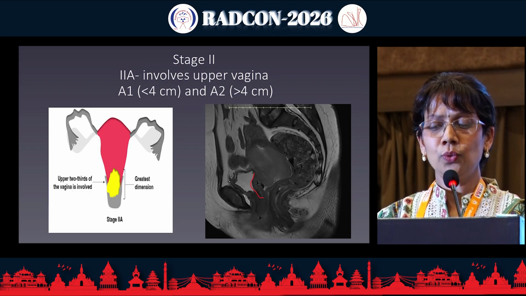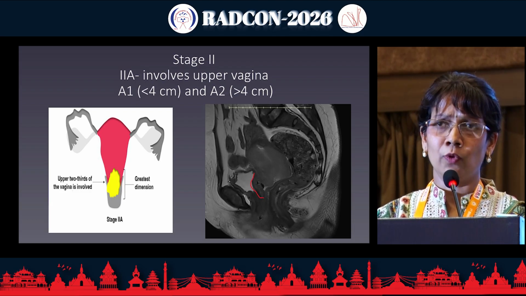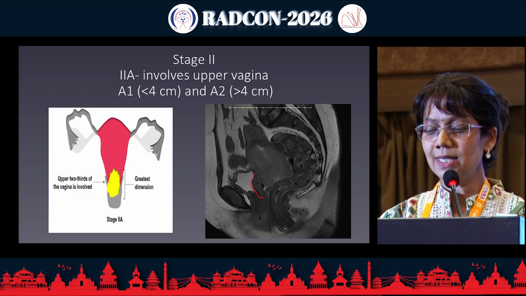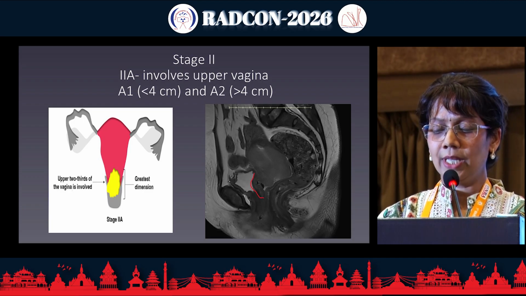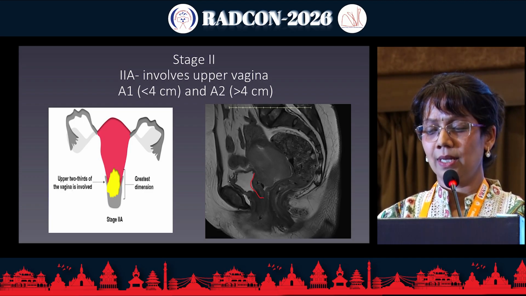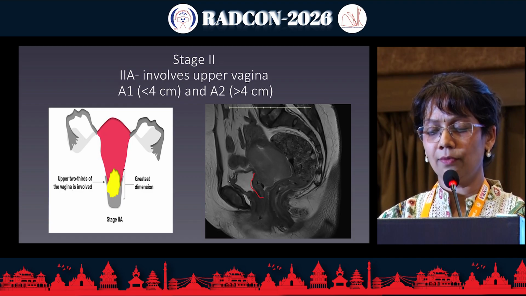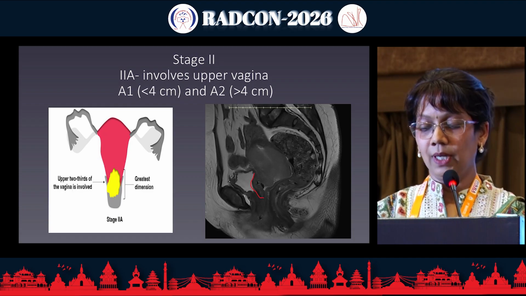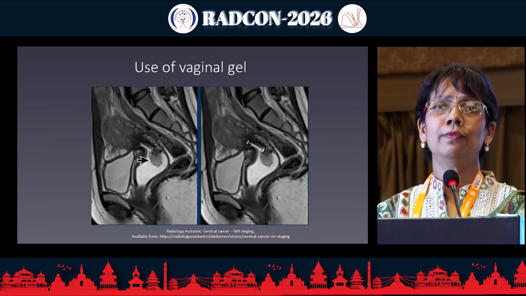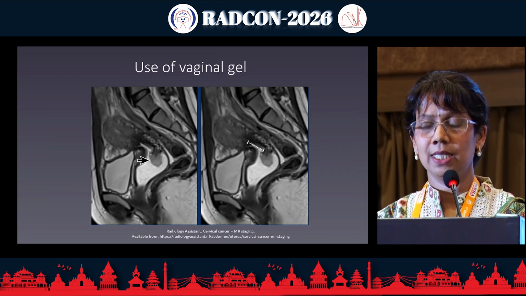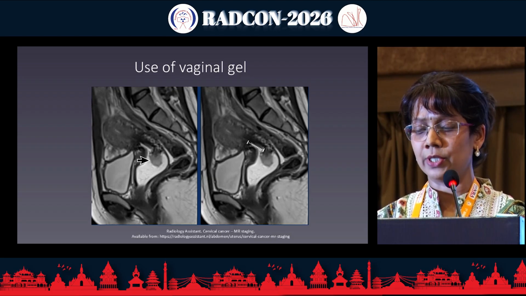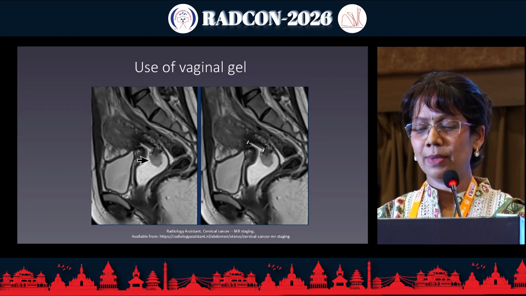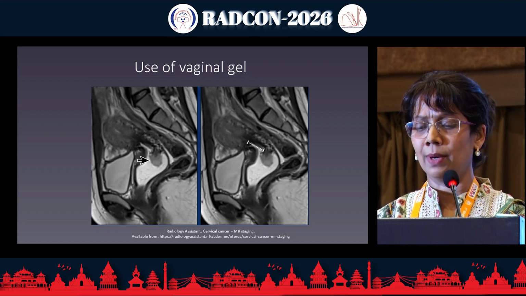A stage 2 disease is either the involvement of upper vagina, as seen in this case, where this bulky cervical mass is also involving the anterior fornix and the vaginal wall. In such cases, use of vaginal gel may facilitate the identification of involvement of vaginal wall, as it can be clearly seen separate from the mass.